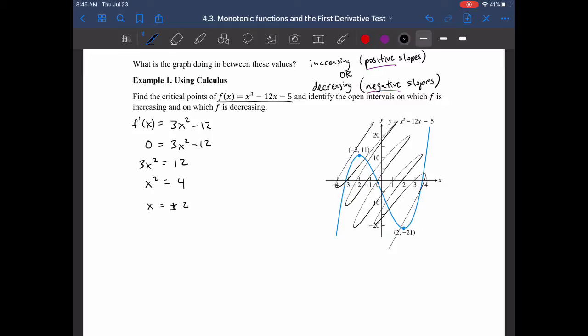Now we need to figure out what the actual y value is. We have the x value, now we need the y value. So we plug those values back into our original function. We start by plugging in f of 2. That's 2 to the third minus 12 times 2 minus 5. You do that all out. 2 times 2 times 2 is 8. 8 minus 14 is negative 6.